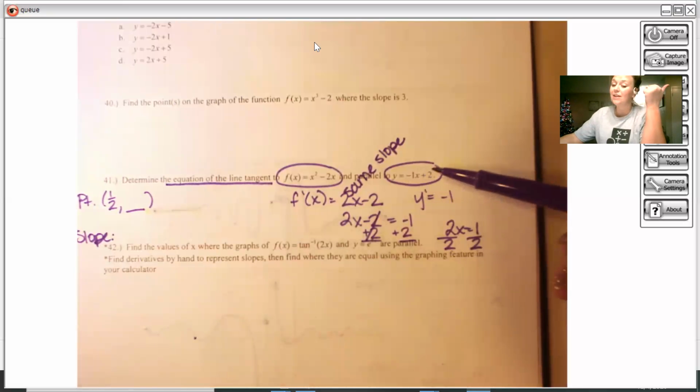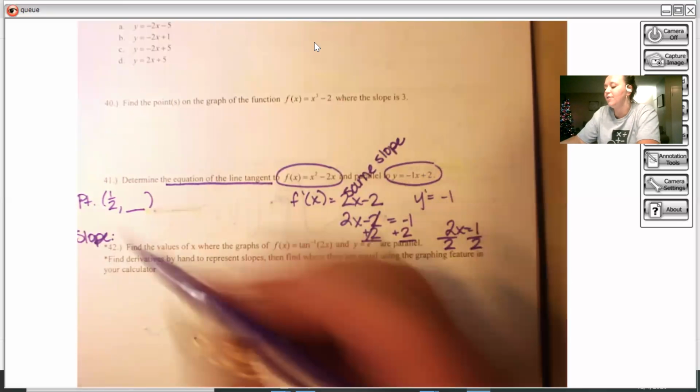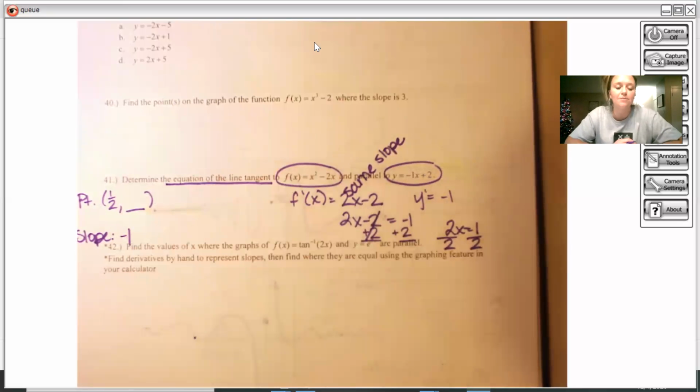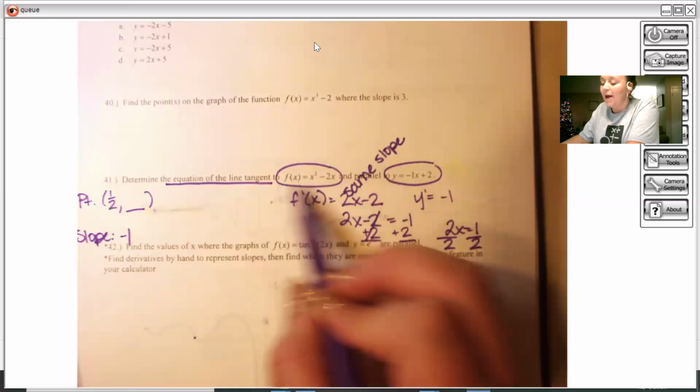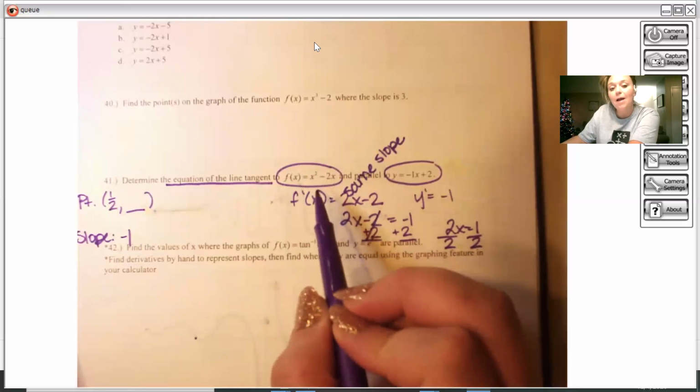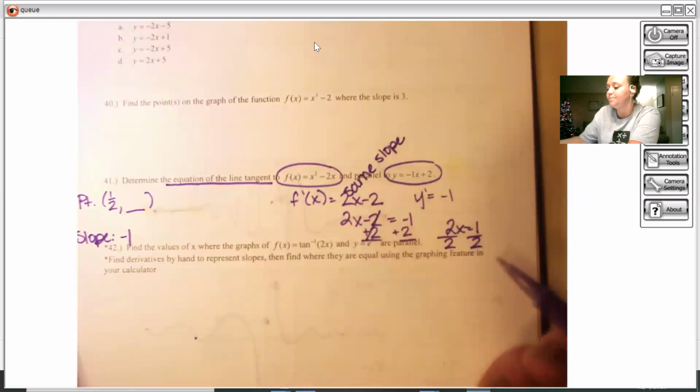If I want them to be parallel, then I need the same slope for my other graph, so that will be -1 as well. To find the y value, this is the same with implicit differentiation. You have to go back to the original equation, not the derivative, to get the rest of the ordered pair. So if I know that my x is 1/2 and I want my y, I'm coming back to this equation right here, and I'm going to plug that 1/2 in.